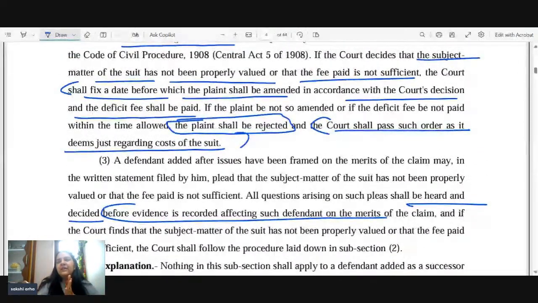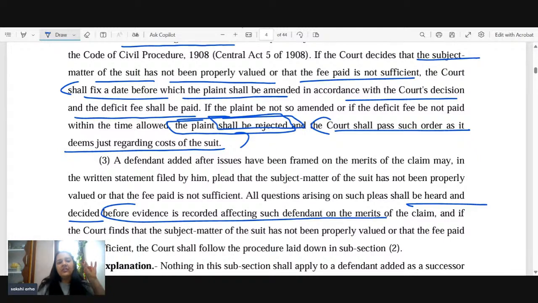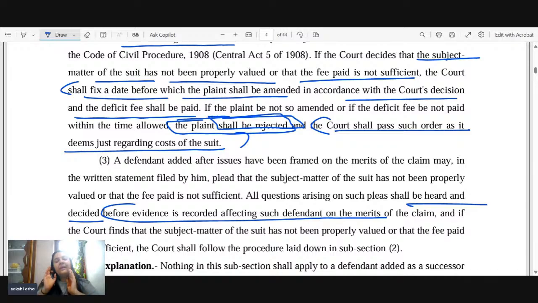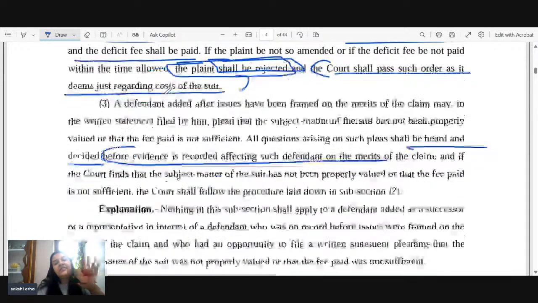If courts come to a decision that this is not properly valued or incorrect fees paid, then they will give a time to amend the thing. अगर उतने में नहीं होता तो plaint shall be rejected. Now this is a very important term, that plaint shall be rejected. Shall be rejected. Shall means it's mandatory. Court has no discretion whether to take it or reject it. It's mandatory for court to reject it. First thing. Second thing, reject होगा. Dismiss नहीं होगा, reject होगा. Okay, return, dismiss ये चीजें नहीं होती. यहाँ पे होता है the word reject. It will be rejected.